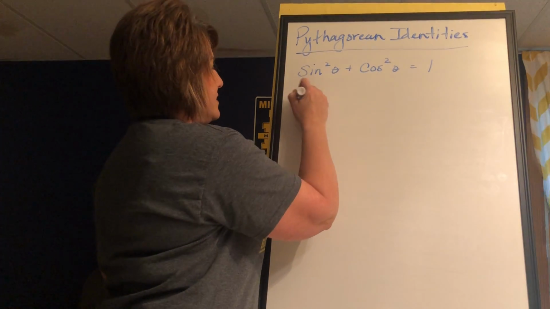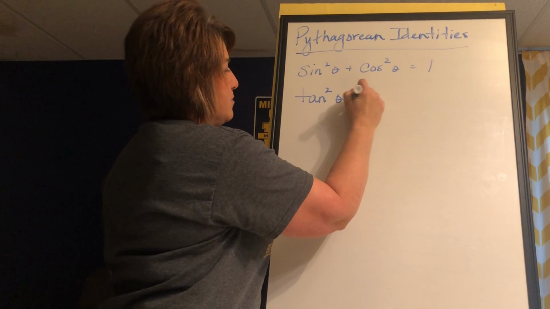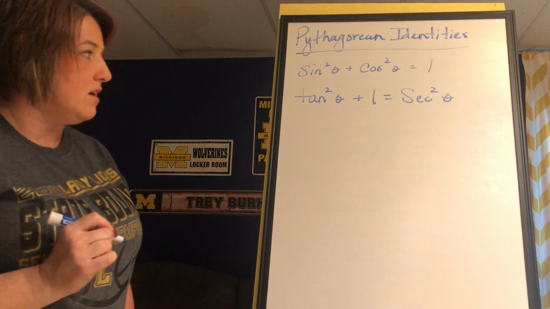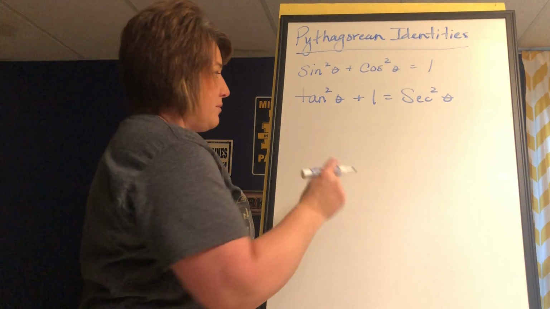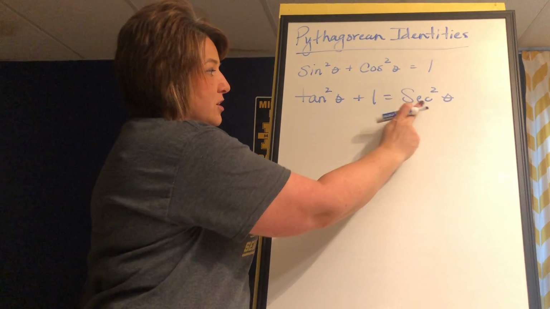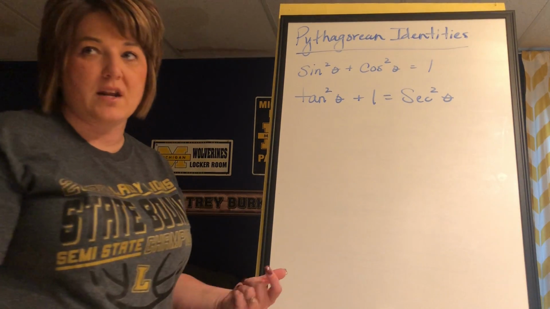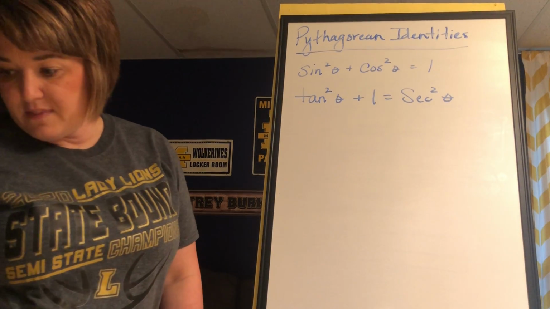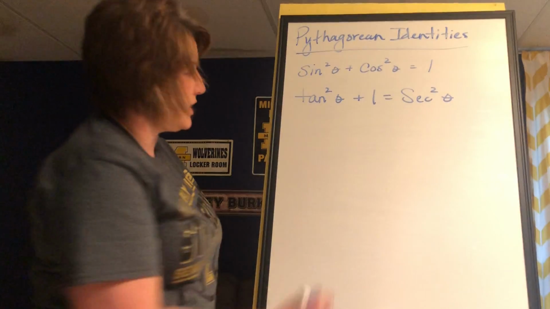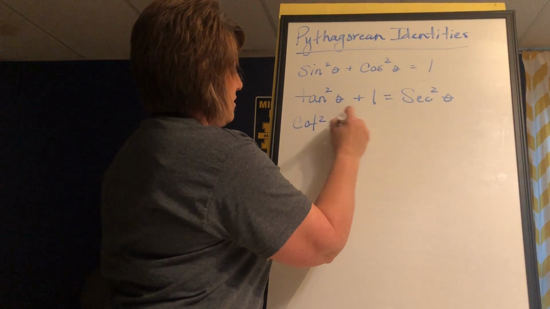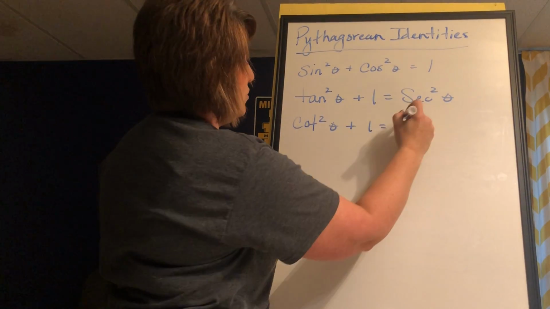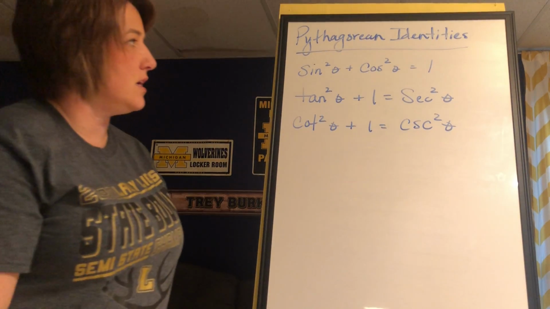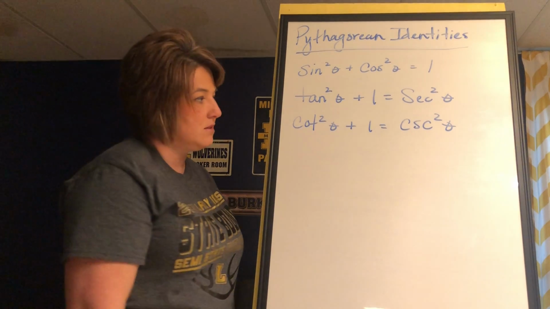The second one is tangent squared theta plus 1 is equal to the secant squared theta. So again, anytime you're stuck and you've got tangent squared theta plus 1, you can replace it with secant squared theta. Just kind of reduces it to one term instead of two terms. And then the last one is cotangent squared theta plus 1 is equal to cosecant squared theta. So those are your three Pythagorean identities.